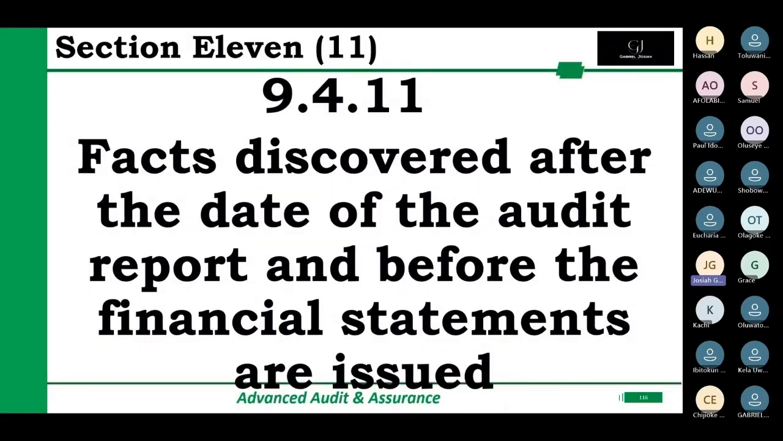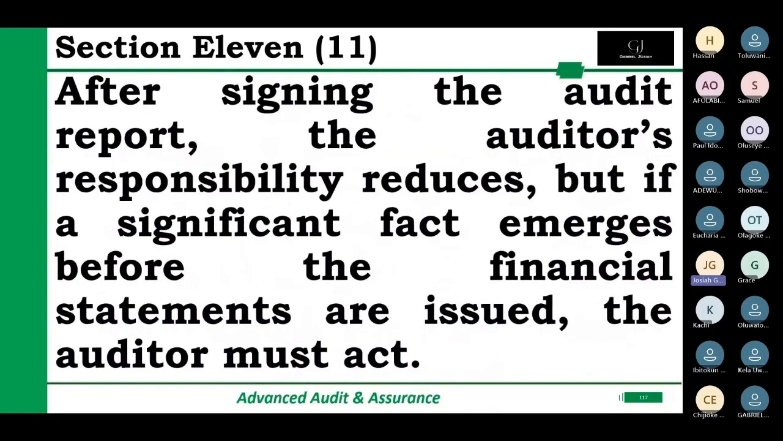Okay, so let's look at facts discovered after the date of the audit report and before the financial statements are issued. What are the facts that could be discovered? Now, after signing the audit report, the auditor's responsibility reduces, but if a significant fact emerges before the financial statements are issued, the auditor must act on it. So if he has signed the report and something comes to the fore before he issues the financial statements he signed, then he must act on it.